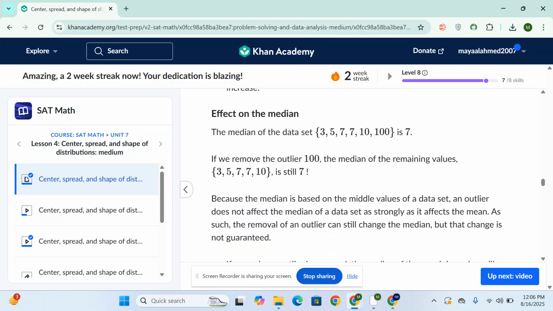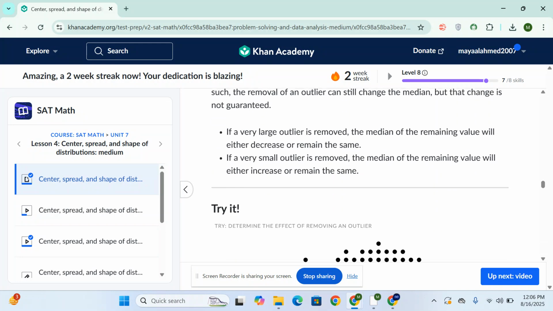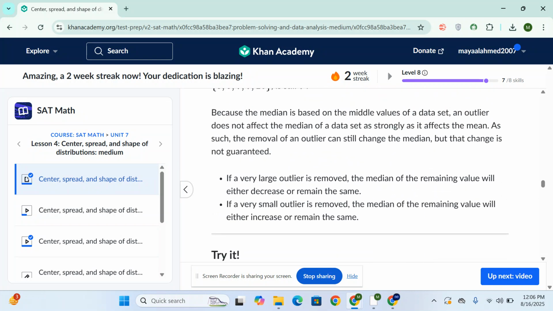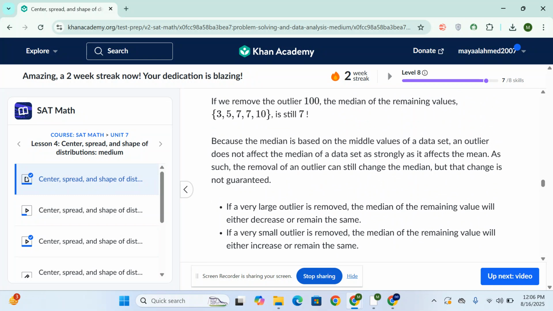Then you have the effect on the median. When it comes to the median, if we remove 100, the median of the remaining values is still 7. Because the median is based on the middle values of a dataset, an outlier will have little effect on the median. If a very large outlier is removed, the median of the remaining values will either decrease or remain the same. If a very small outlier is removed, the median of the remaining values will either increase or remain the same. So basically, that is what happens if it's far from the main piece of data.